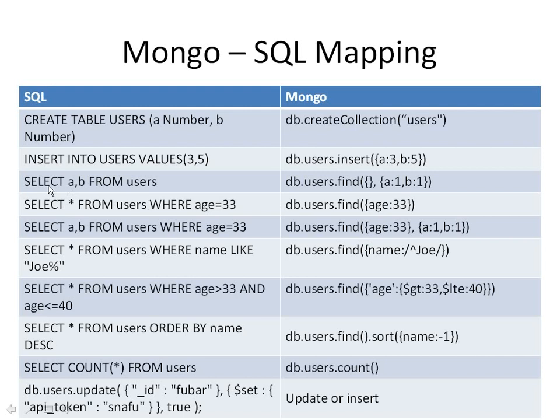After that, suppose I want to fire a select query, select a comma b from user. Similarly, I can do a query on find from the users, where find a and b from users. If I want to add some condition, then I can do db.users.find age where age is 33. So these are the queries.